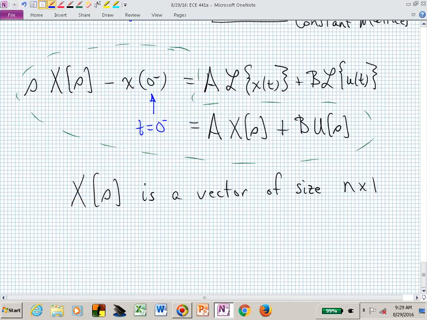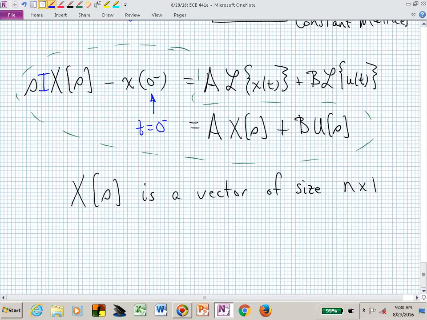Very vague question, but s is a frequency variable, and it's a scalar. Now I have a scalar s times this n by 1 vector X(s) equaling an n by n matrix A times an n by 1 vector X. So when the multiplications happen, I'm still okay, but if I wanted to try to factor out this capital X from those two terms, I actually need to introduce a placeholder, the identity matrix.